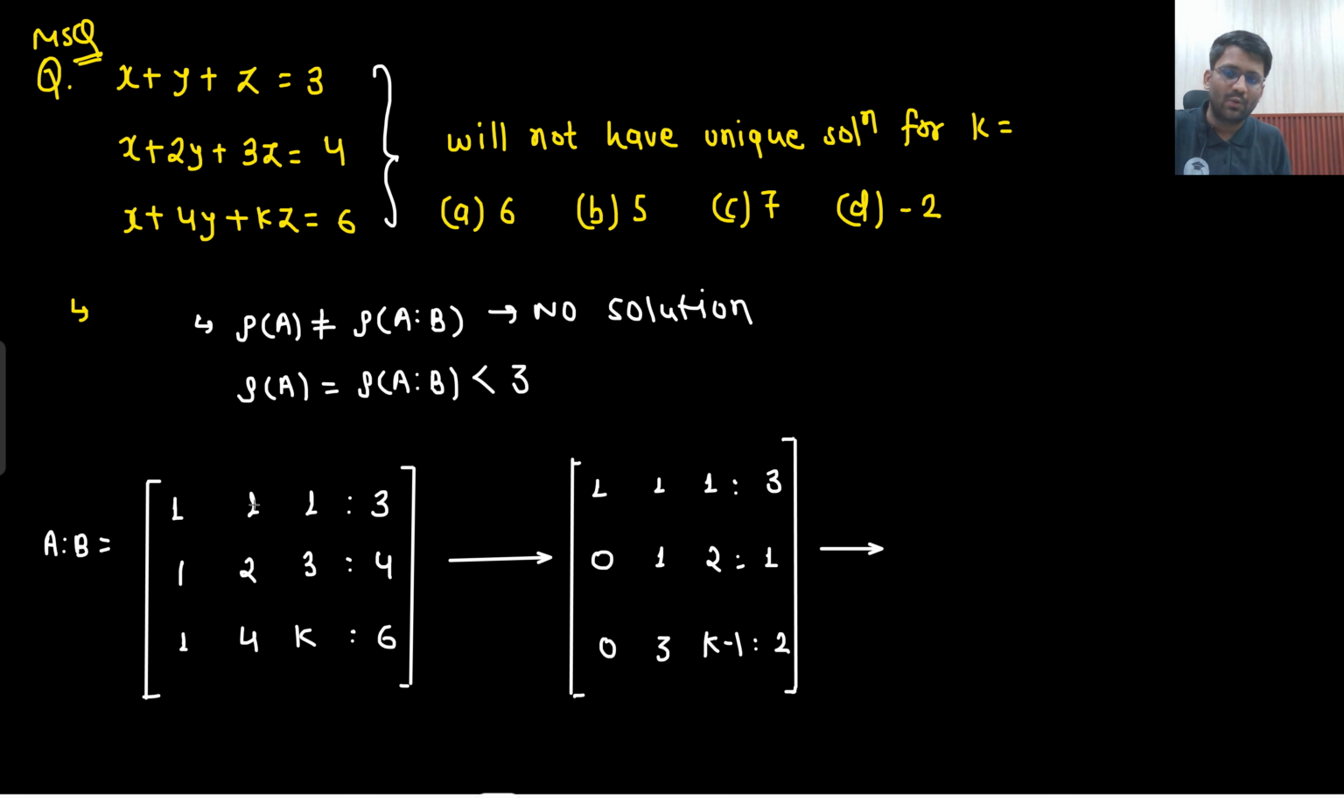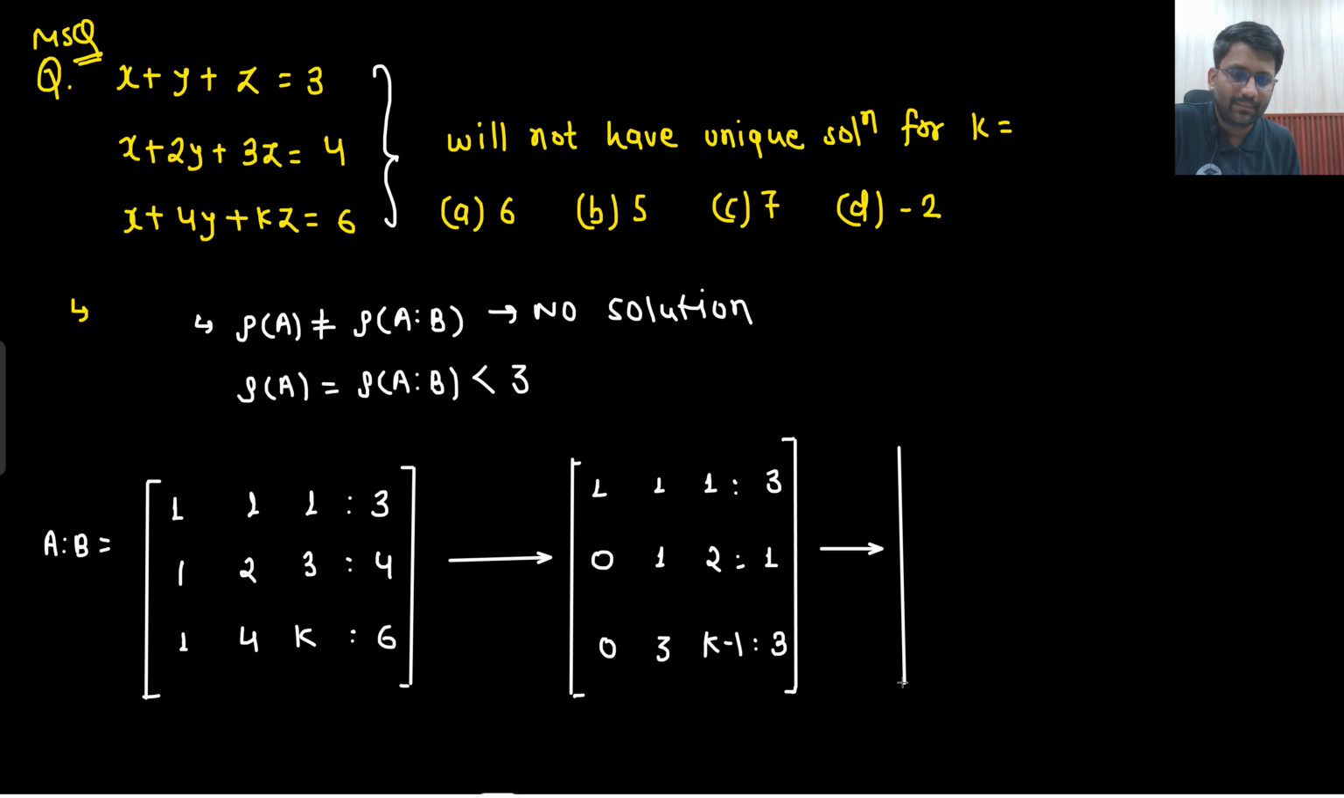Here, from R2 we have subtracted R1. So 1 1 1 3, then 0 1 2 1. And from R3 we have subtracted R1. So 0, 4 minus 1 is 3, k minus 1 is k minus 1 only, and 6 minus 3 is 3. Sorry guys, 6 minus 3 is 3 here.